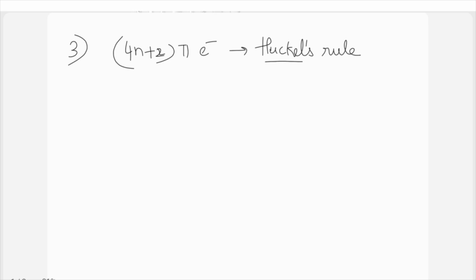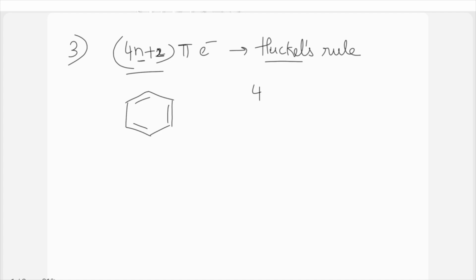Now the third condition is that the delocalized pi electron cloud should have 4n plus 2 pi electrons. This rule is nothing but Huckel's rule. Huckel is the scientist who gave the structure for benzene, and he proposed the aromaticity property. So inside the benzene ring or any ring, the number of pi electrons has to be equal to 4n plus 2. Here n is not the number of pi bonds, it is just an integer.